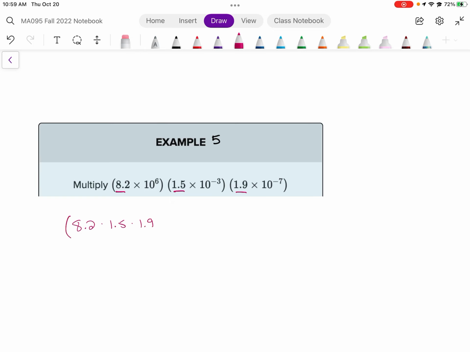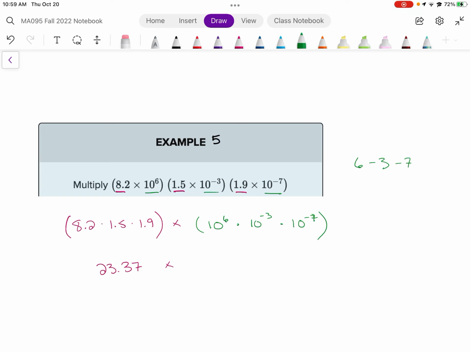And then I'm going to go like that and say, no, those are going to go together. Times, now we're going to do the 10 to the 6, the 10 to the minus 3, and the 10 to the minus 7. 10 to the 6 times 10 to the negative 3 times 10 to the minus 7. All right, so the 8.2 plus 1.5 plus 1.9 in the calculator is 23.37. And that's going to be times 10 to the 6. So we've got 6 minus 3 minus 7.